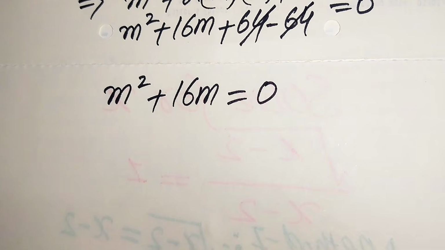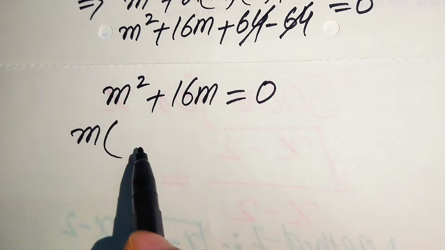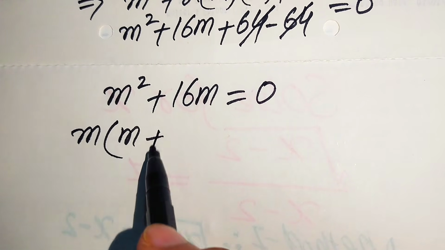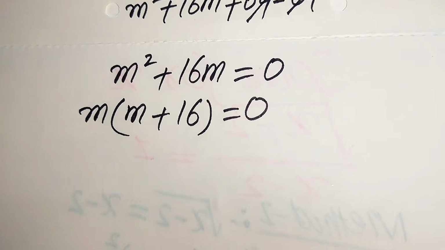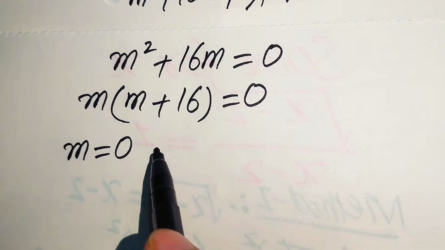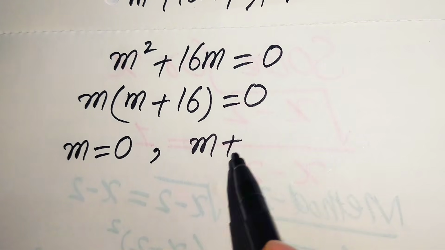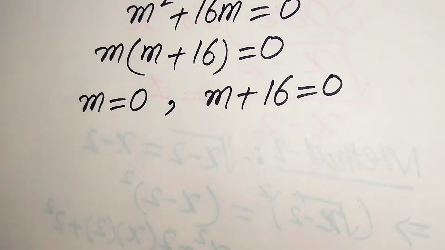So you see that both of these two terms involve m, so we take m common from here and we get the remaining values m plus 16, and this whole equation equals 0. And now we divide this equation into two cases. The first case is we write m equals 0, and the second case is we write m plus 16 equals 0.